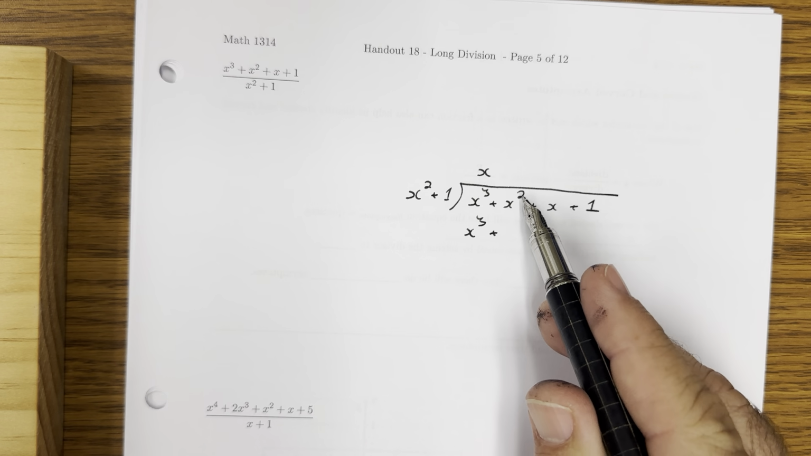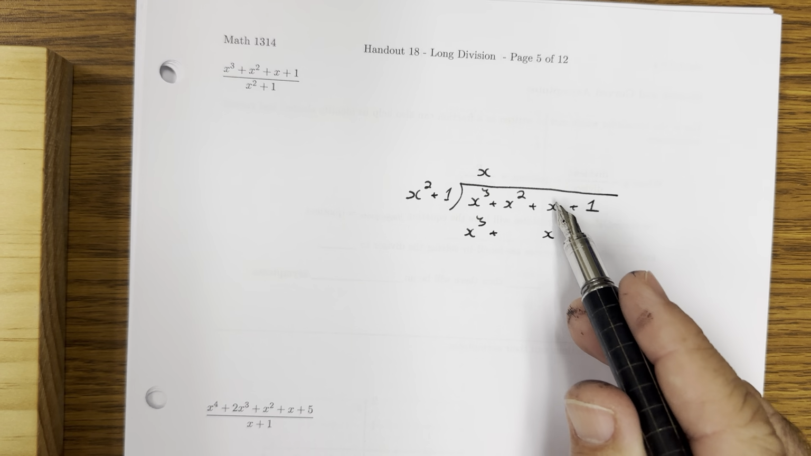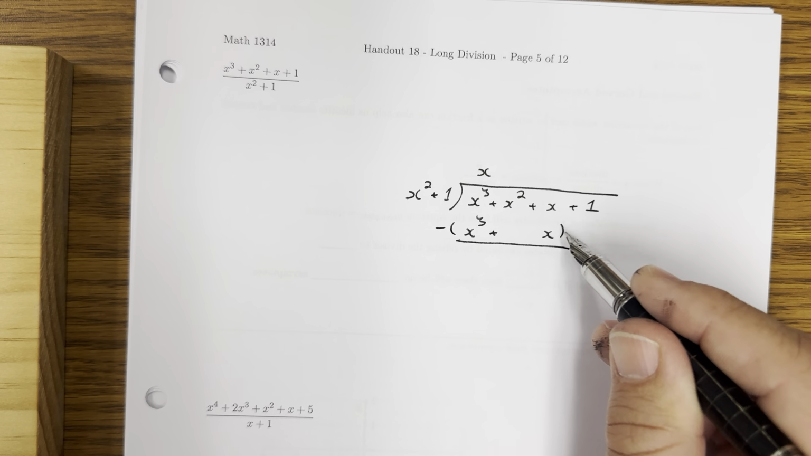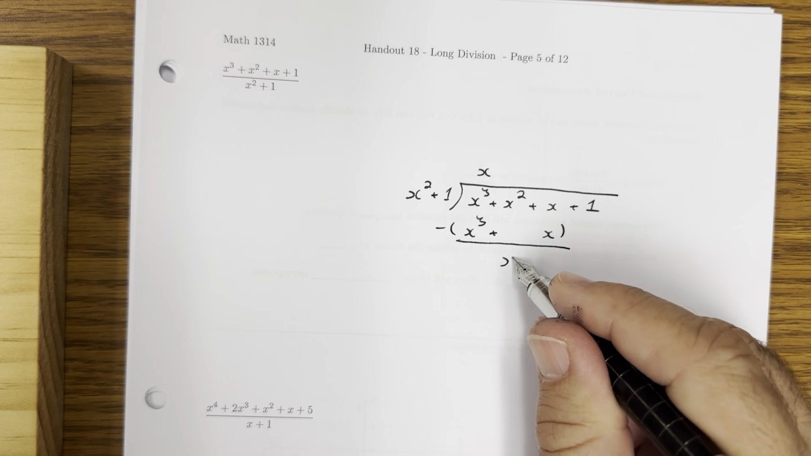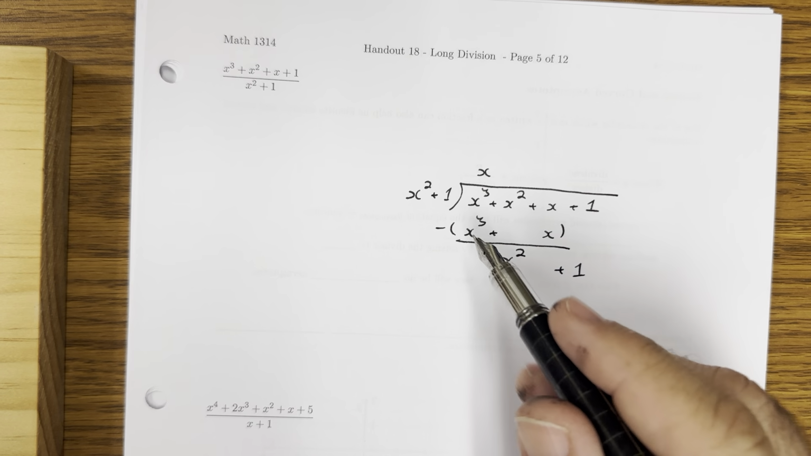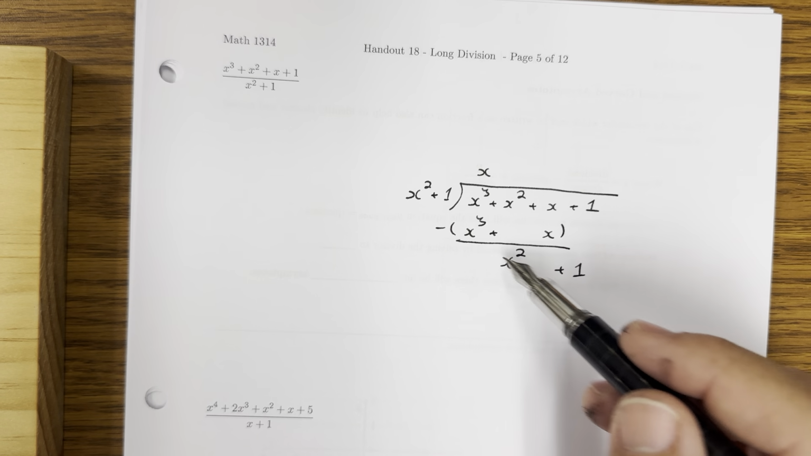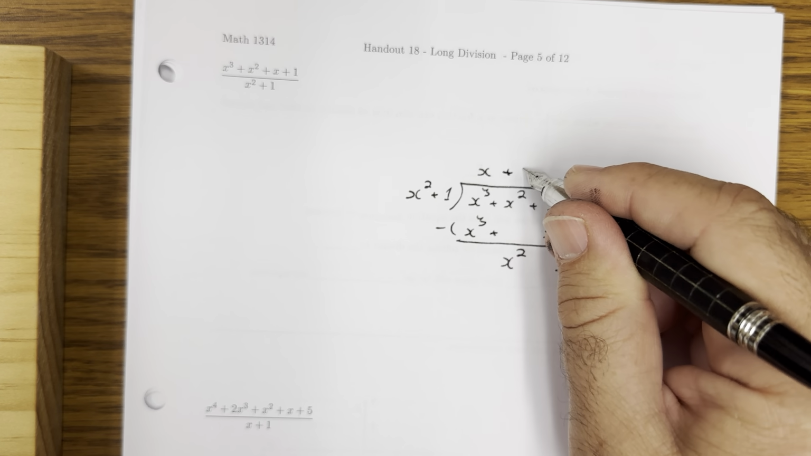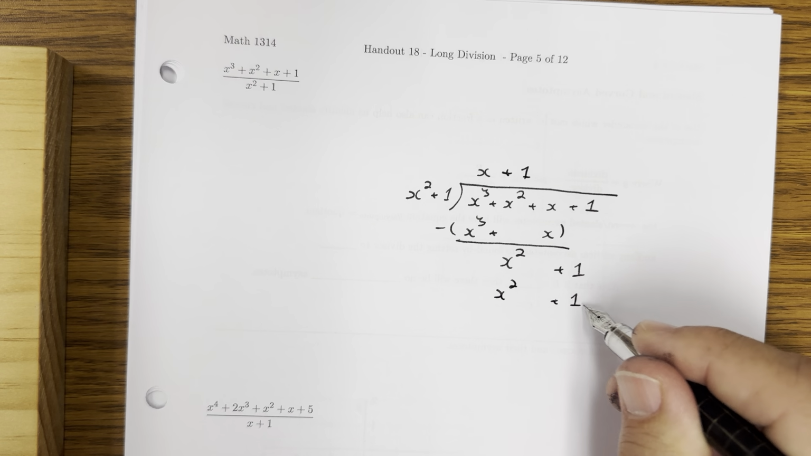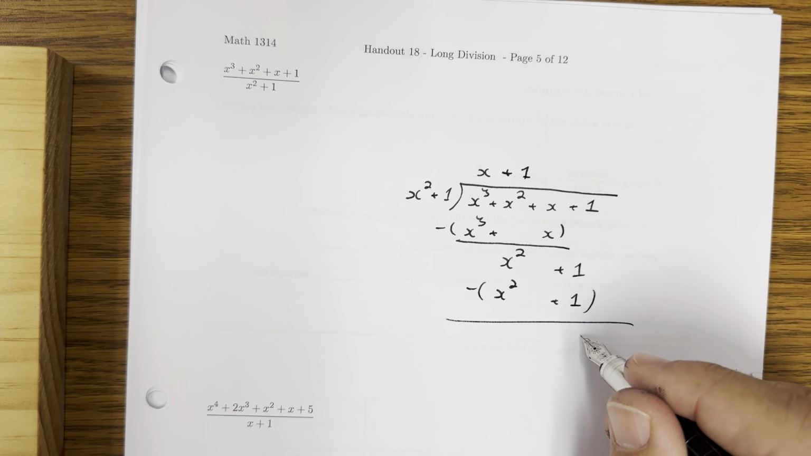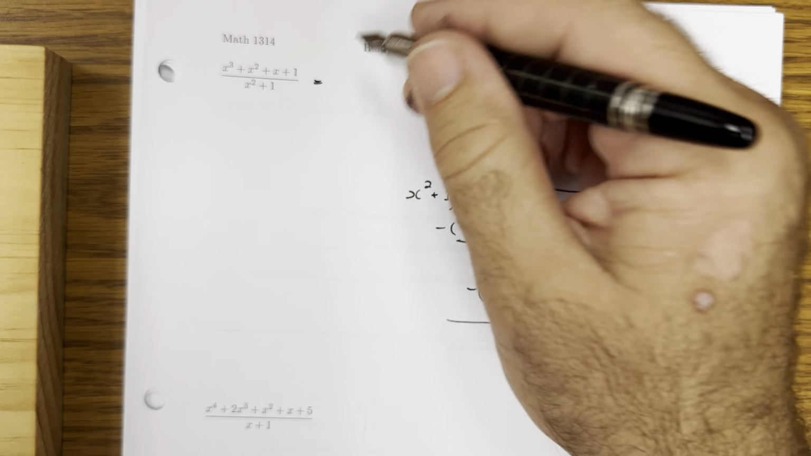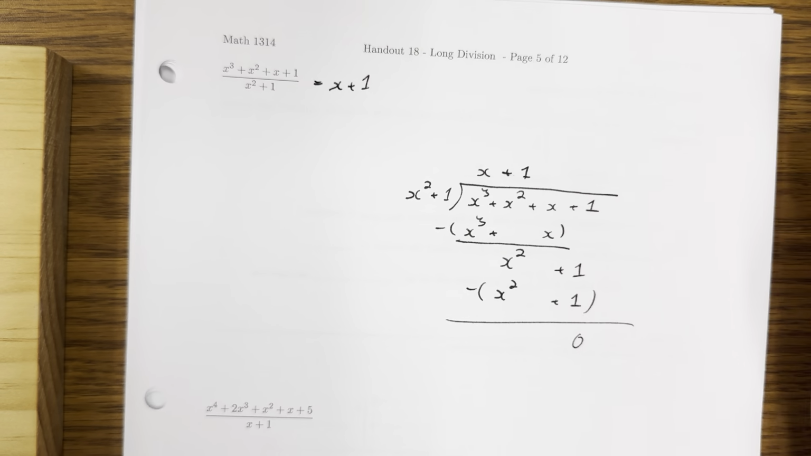And note how I'm not putting it directly under the x squared. I'm putting it under the term that it matches. So here we are. These two terms go away. And so I've got an x squared. Going to drop that 1 down. And note that this goes into our term a grand total of once. And so I've got x squared plus 1, 0. So we've got a remainder of 0. So it's simply x plus 1.